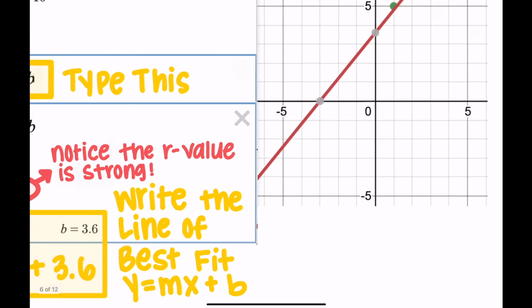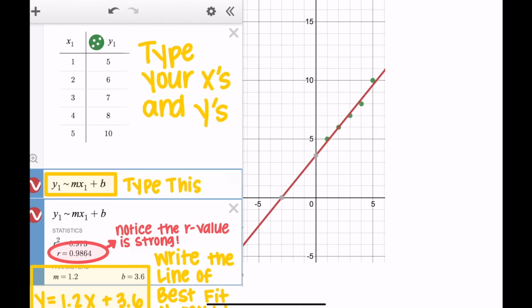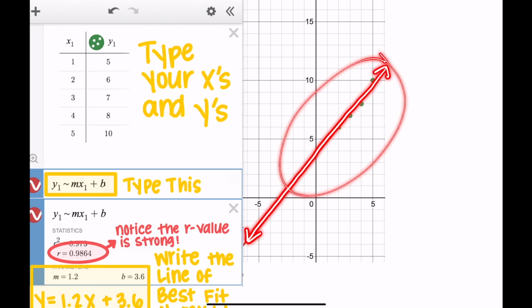You'll also notice in Desmos that the graph is given to you. So when you typed in your table of values, it graphed those table of values for you and the line of best fit. This line of best fit is the line y equals 1.2x plus 3.6 because that was the m and b value that was given to us.